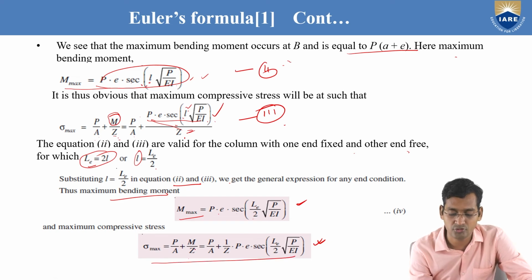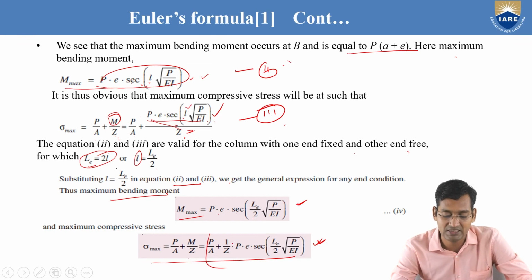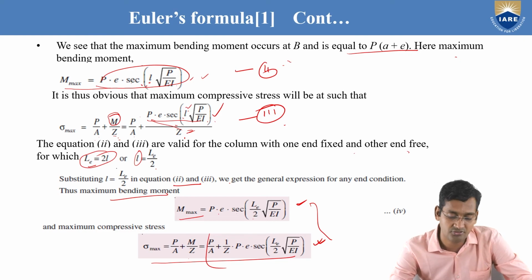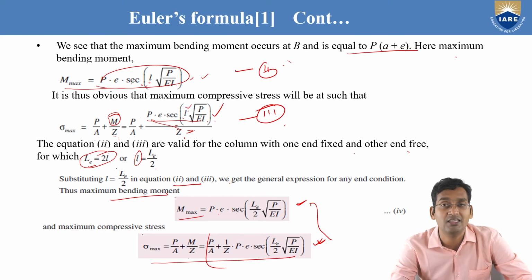So sigma max will be equal to what? P by A plus 1 by Z into PE secant LE by 2 root P by EI. So these two are the final formulas by Rankine. So M max is what? PE secant LE by 2 root P by EI, and for maximum compressive stress, sigma max equals P by A plus M by Z. That will give you what? P by A plus 1 by Z into PE secant LE by 2 root P by EI.